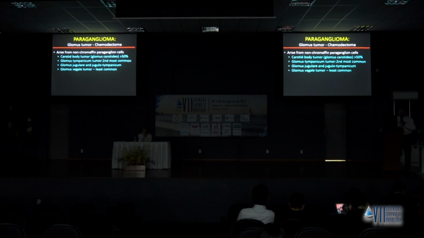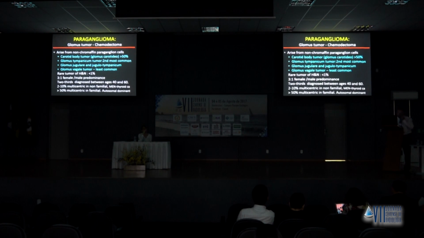And the glomus vagale that I just showed you is the least common of all these. It's very interesting. This is a very rare tumor of the head and neck, less than 1% of the tumors. And there is a female preference, 3 to 1. And 2/3 of them are diagnosed between age 40 and 60.